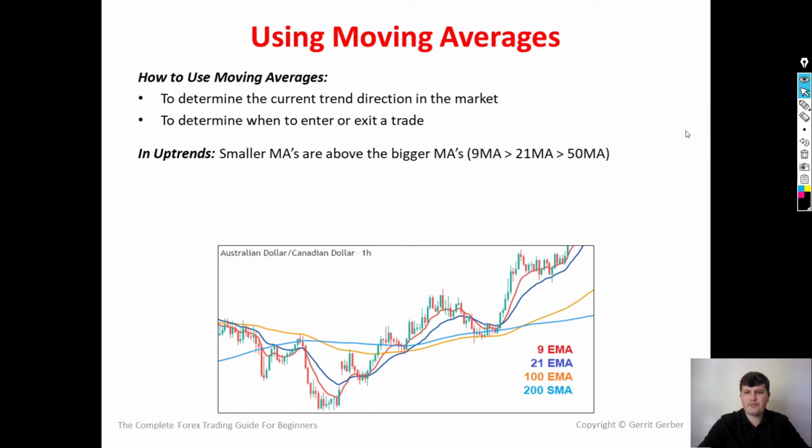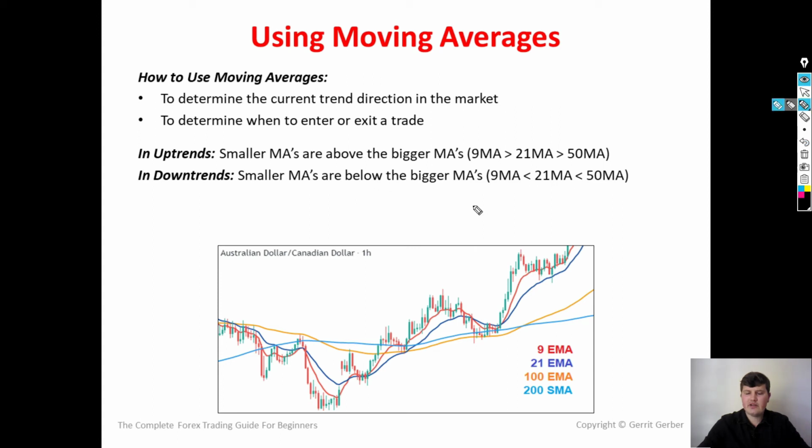Likewise for downtrends, the smaller moving averages are below the bigger moving averages, and so you'll find the 9 at the bottom, then the 21, and then your bigger moving averages like the 50, 100 or 200. So when it goes from big to small, it's on a clear downtrend.